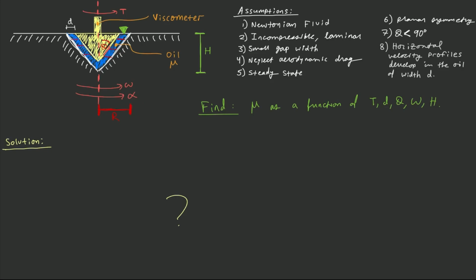The major radius of the viscometer is r, the major height of the viscometer is h, and the viscometer's angle with the vertical is theta, shown here.